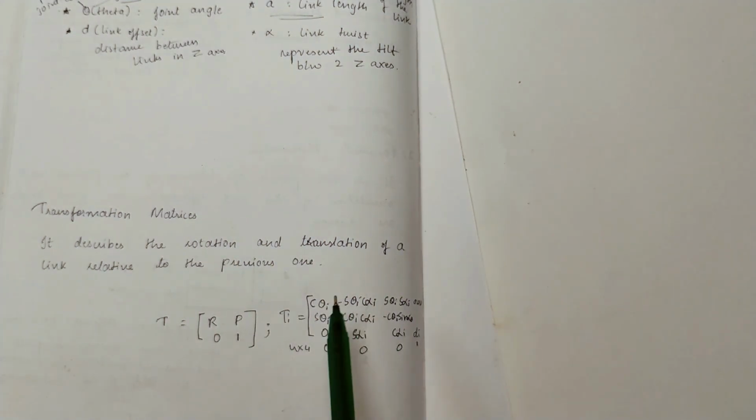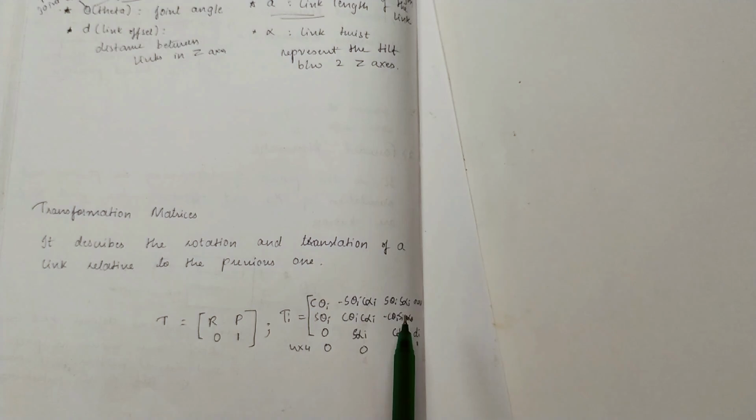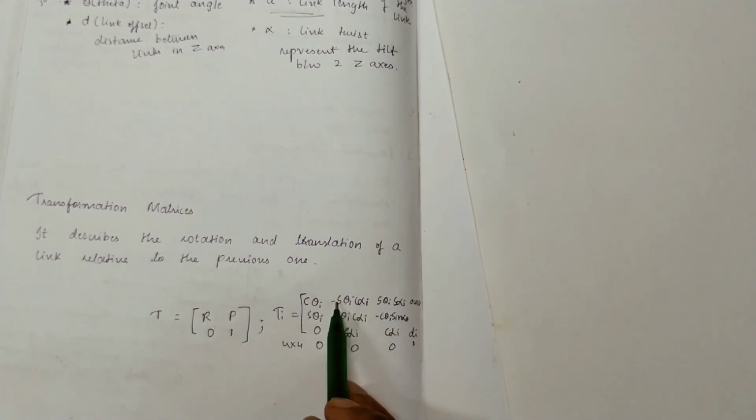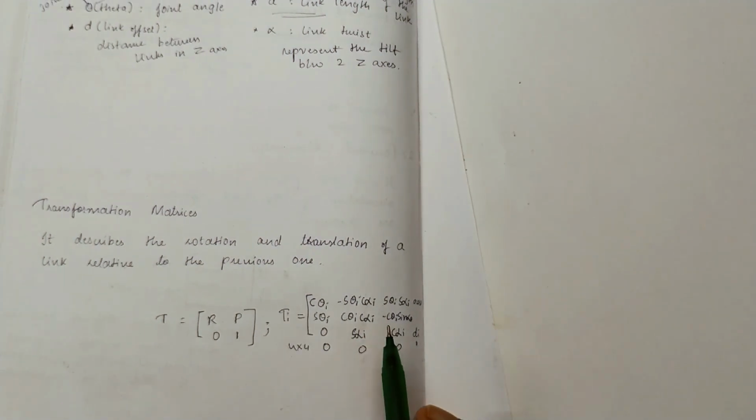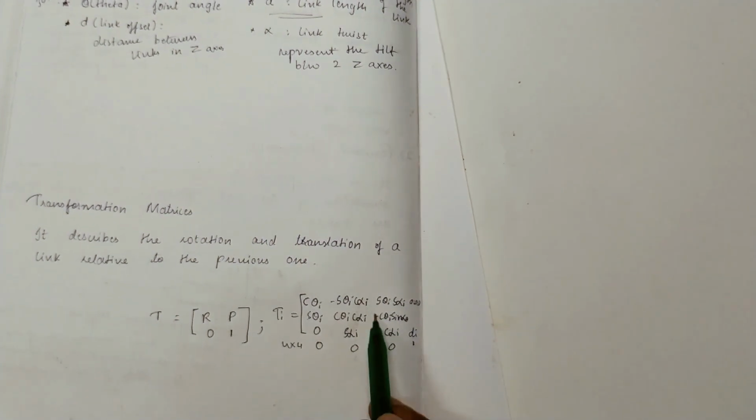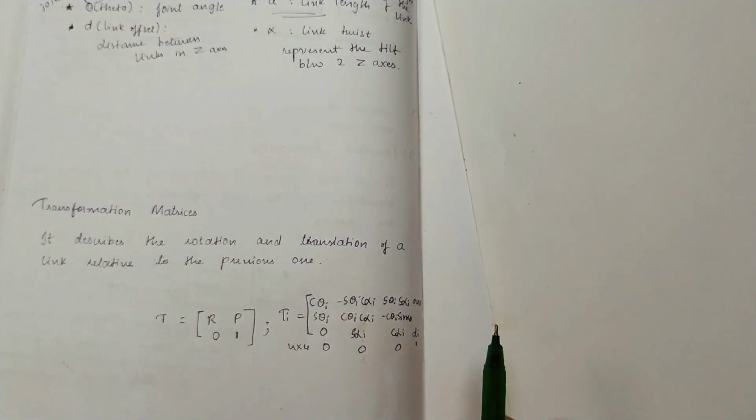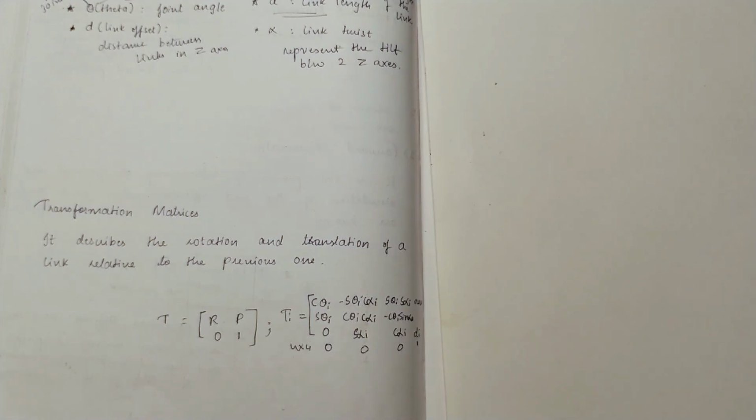So this matrix shows how to go from the coordinates of one link to the coordinates of the next link in the robot chain. It includes both the rotational, that is the orientation, and the translational, that is the position of the next link relative to the current link. Using this matrix, the robotic arm can be set to the desired position and orientation using these joint angles.